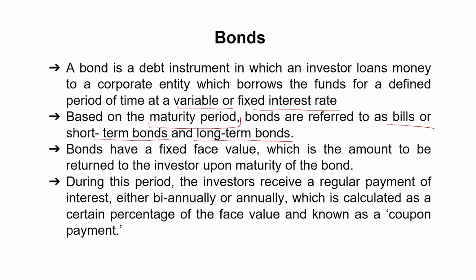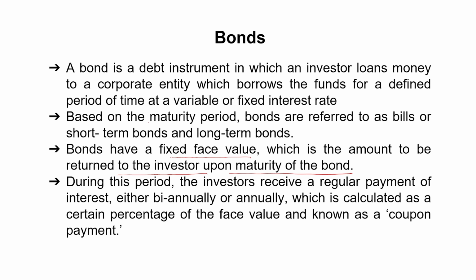Generally, when infrastructure companies issue bonds, these are long term bonds, and if the maturity period is less than 36 months, that is considered a short term bond. Bonds have a fixed value, the face value, which is the amount to be returned to the investor upon maturity of the bonds. Maturity on a specific date is the main feature of these bonds, and the face value is always, or generally, fixed.